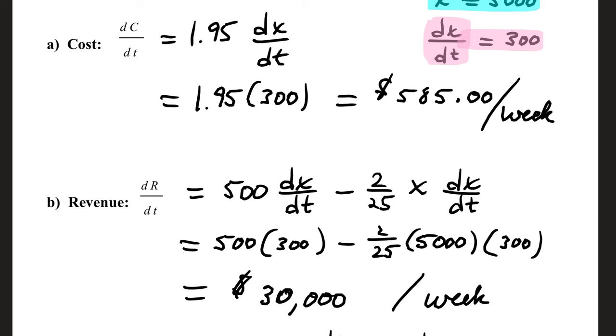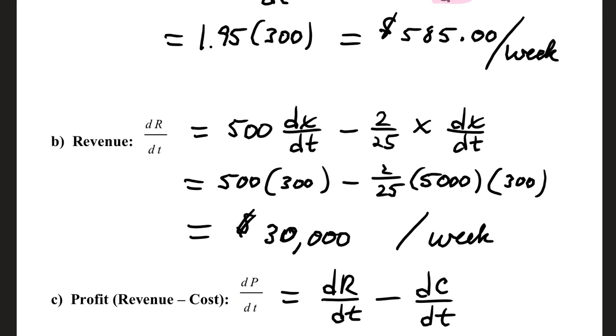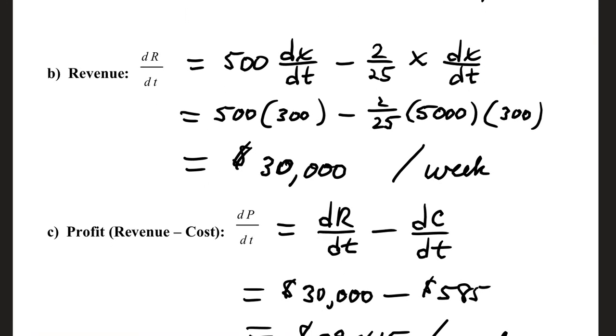Change in profit is the change in revenue minus the change in cost. So we subtract our answers from parts A and B. 30,000 minus 585, and that gives us a change in profit of $29,415 per week. That's our change in profit.